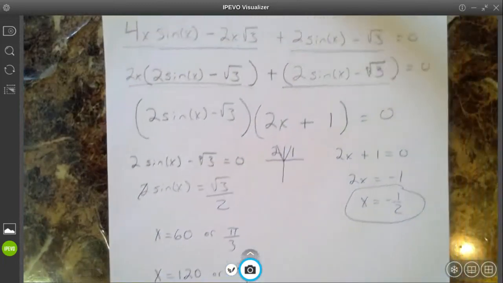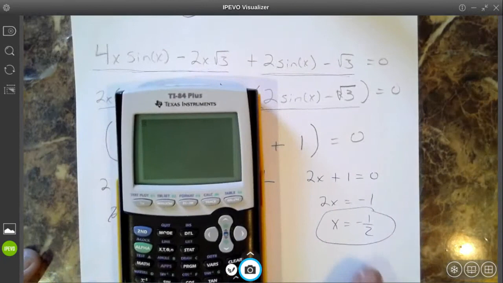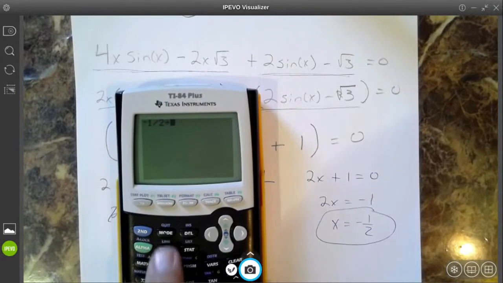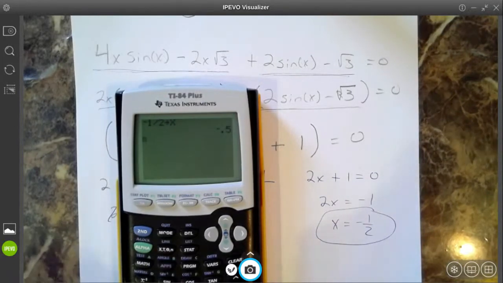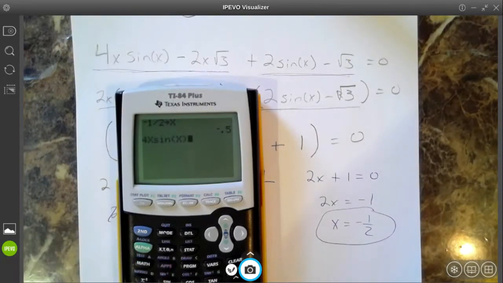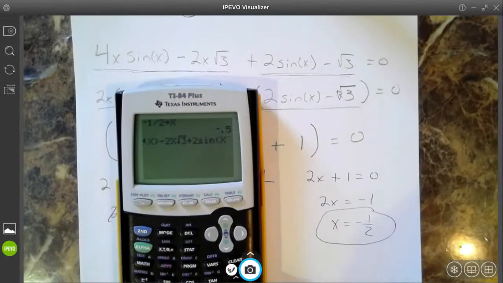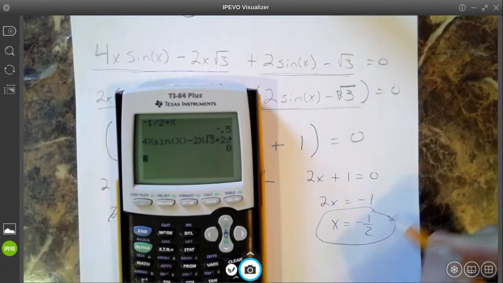Since we have some time here, I want to go ahead and check our answers. I'm going to take this negative 1/2 and store it to x here. And then I'm going to type this whole thing in: 4x sine of x minus 2x root 3 plus 2 sine of x minus root 3. And we did get 0. So that checks out. That's a good deal. It means we did good.